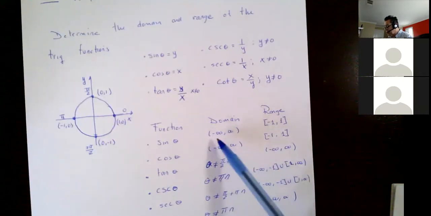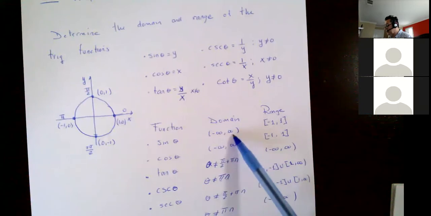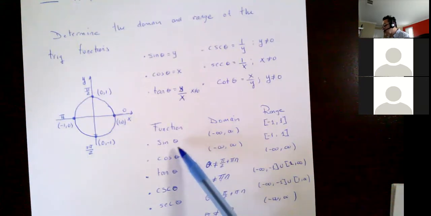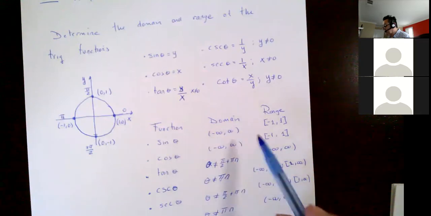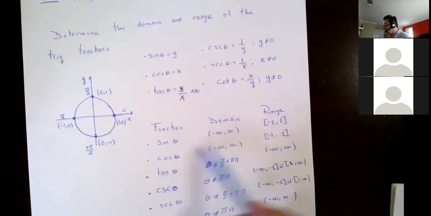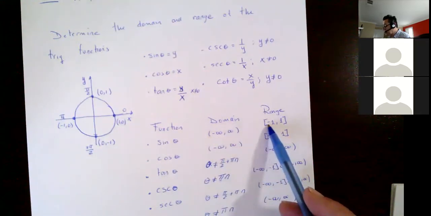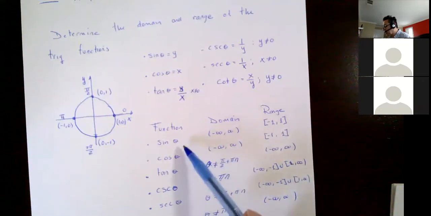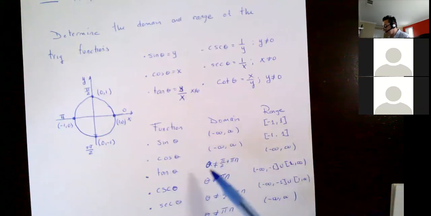The domain is from negative infinity to positive infinity because no matter which value of theta you plug into your calculator, you're always going to get an output value in the range between -1 and 1, including -1 and 1. That applies for the sine and cosine.